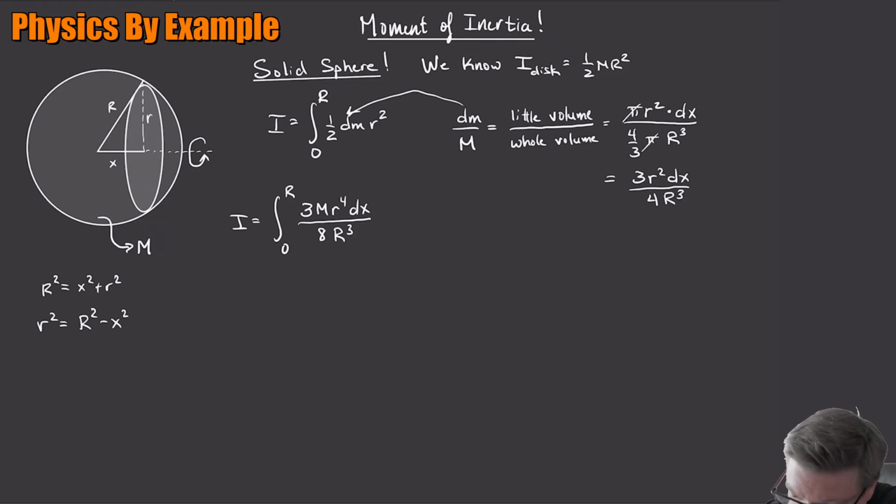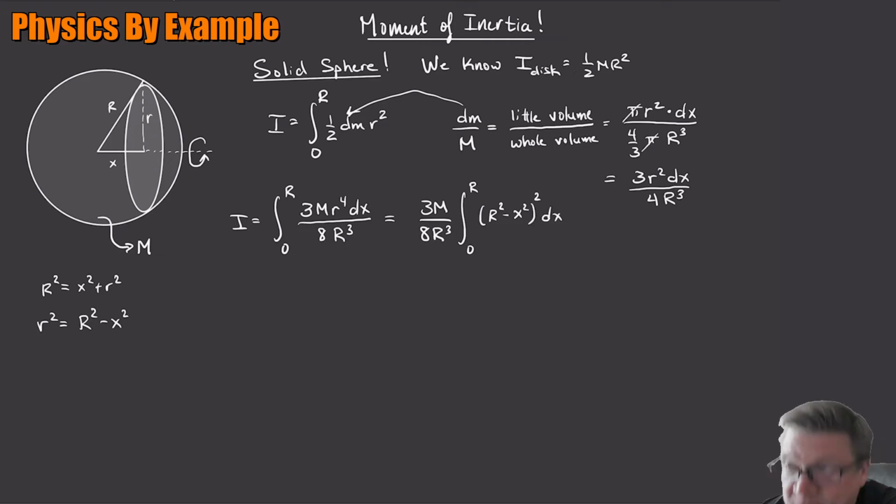So look, here's what I'm saying. This is just going to be, let me bring some of those constants out front. 3m over 8r cubed. I'm going to have a 0 to R, right? And then I've got r to the 4th. So this is going to be R squared minus x squared, squared. There we go. Times dx. How about that?